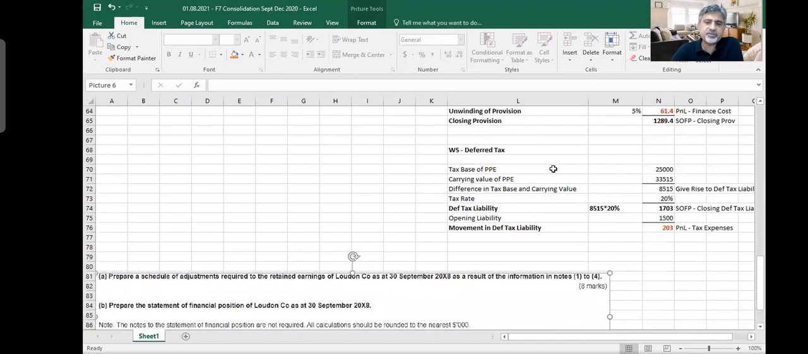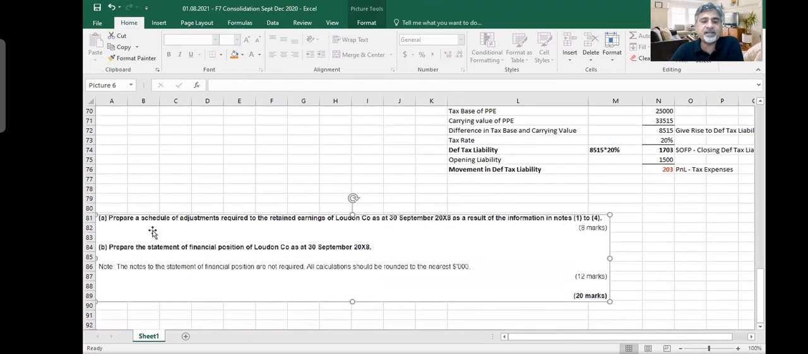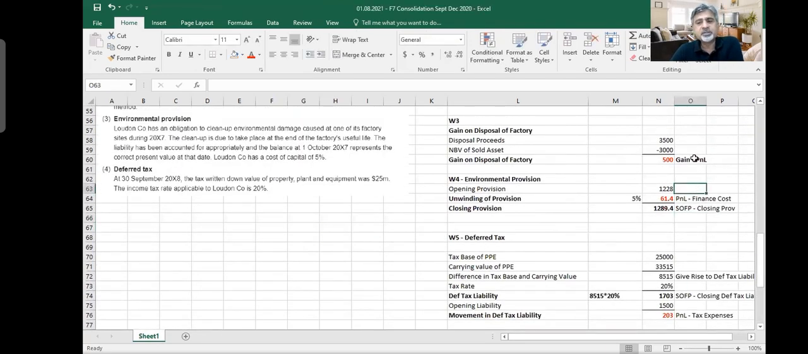So these workings which we have done, 1, 2, 3, 4, 5, are not only for part A. In fact, they will also solve part B, because part B says make the balance sheet, and I've got all the values to put in the balance sheet. What I put in the P&L will be adjusted in part A. When I write down the SOFP, these things will be put in part B when I'm making the balance sheet. Am I clear?